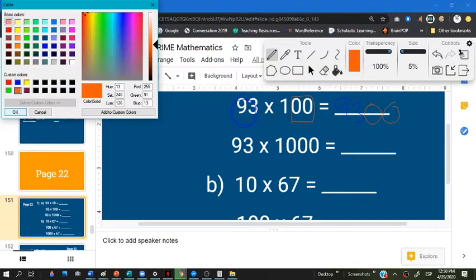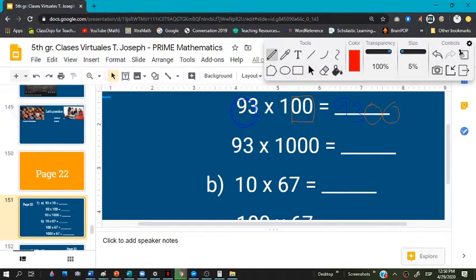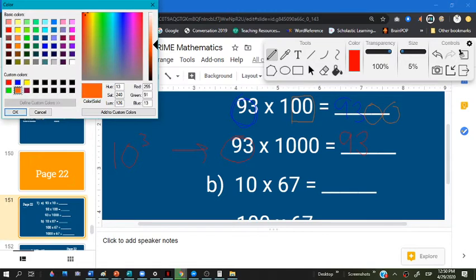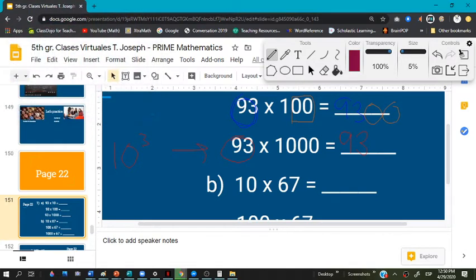Let's do the next problem. The next problem says 93 times 1,000. Well, I know that 93, again, is my base number. Let me write that a little bit better. 93 is going to be in our answer. And we're going to multiply it by a power of 3. 1,000 is just 10 to the power of 3. So I have 3 zeros. I'm going to add those 3 zeros into my problem. 1, 2, 3.